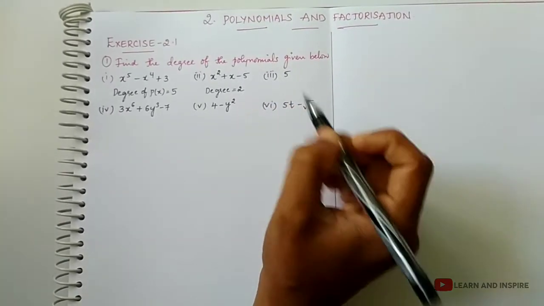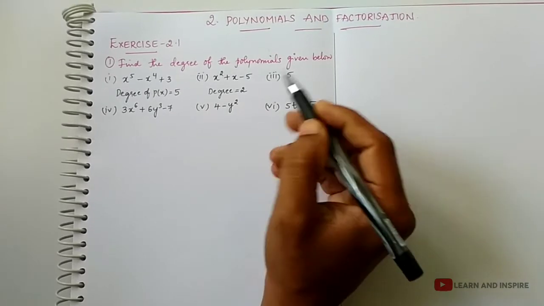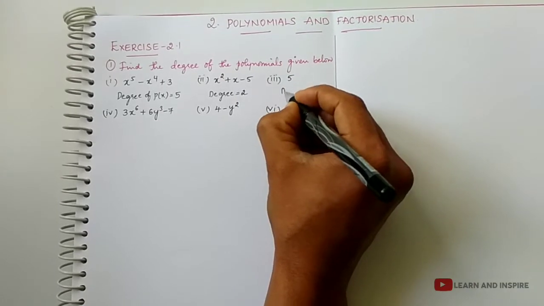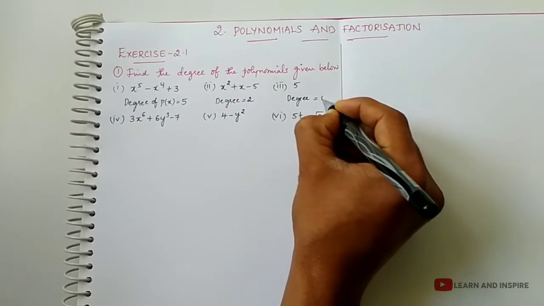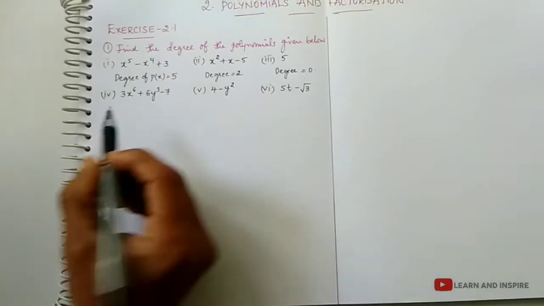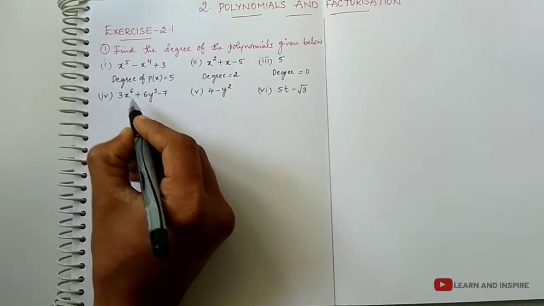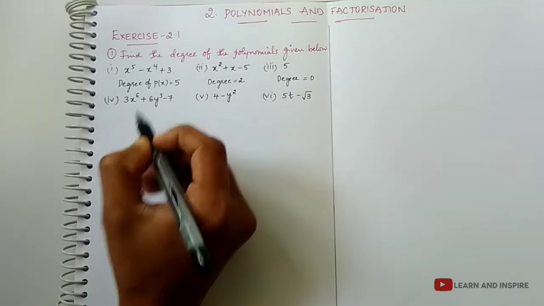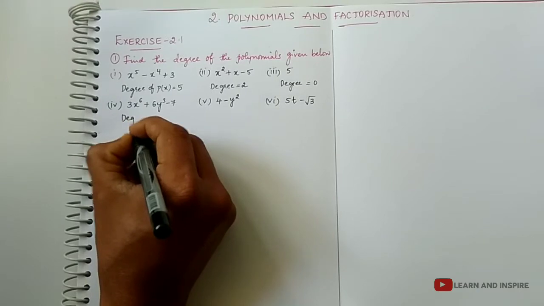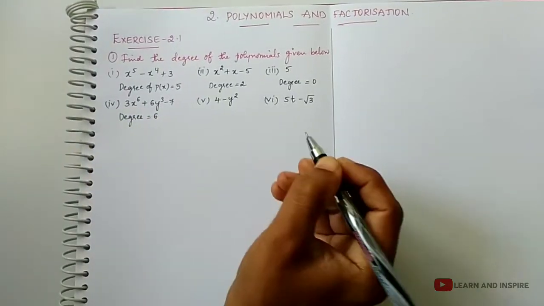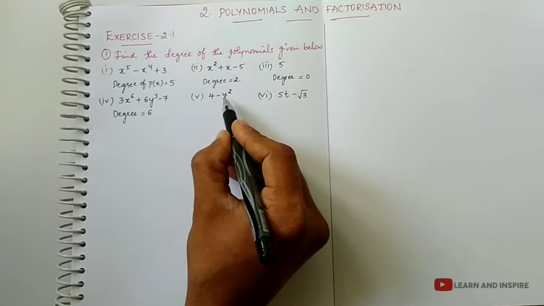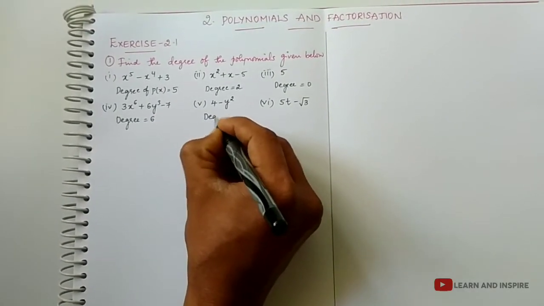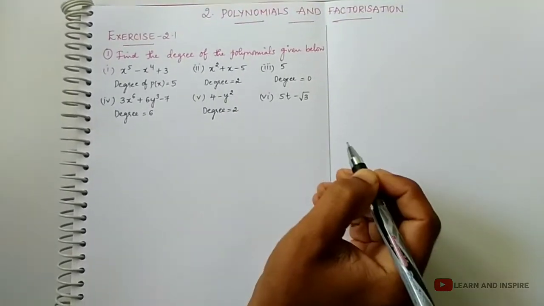Next, the third one, it is 5. So 5 is nothing but a constant term. What is the degree of a constant term? Yes, the degree of a constant term is 0. Next one, 3x power 6 plus 6y cube minus 7. What is the highest degree? Degree is 6. Next one, 4 minus y square. The highest degree of a variable is 2, so degree is equal to 2.